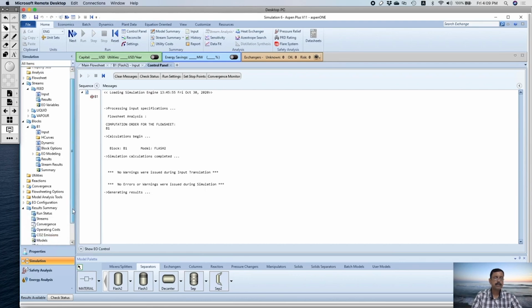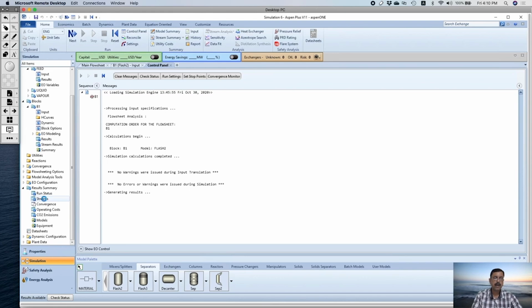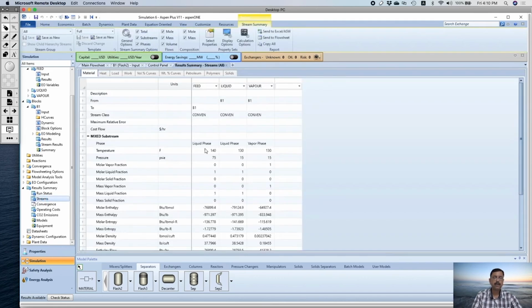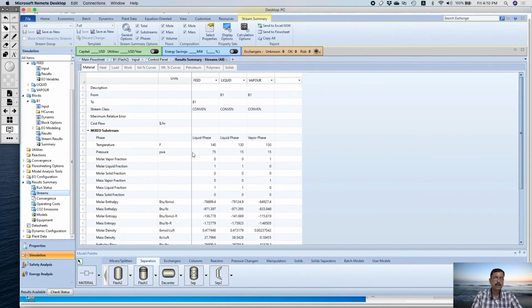What are the streams? We have 3 streams, and all these streams are given here: feed, liquid, vapor. What are their temperatures? See, feed is in liquid phase. The feed at 140 degree Fahrenheit has to be liquid. Vapor phase, vapor, liquid phase, liquid, temperature is 130. So both liquid and vapor we have 130 degree Fahrenheit, but feed is 140 degree, pressure 75, 15, 15.